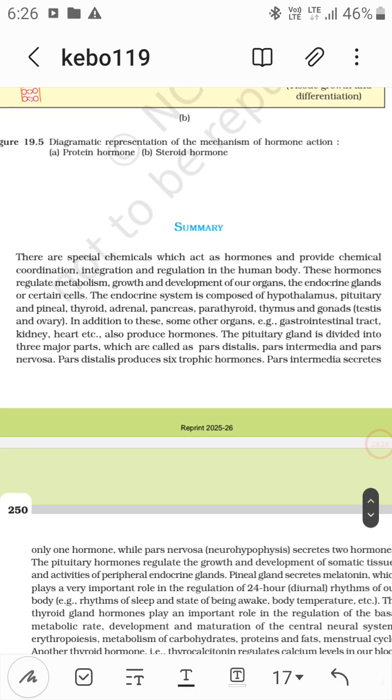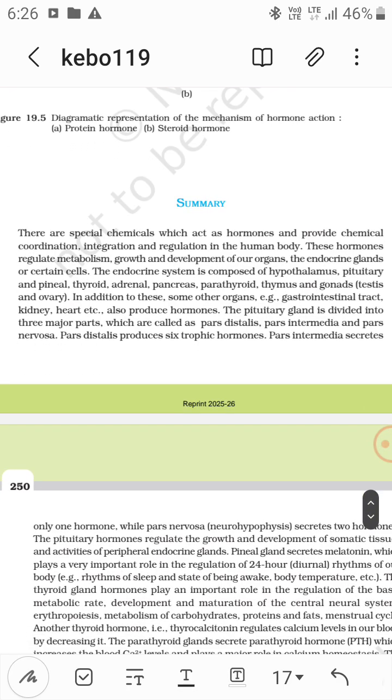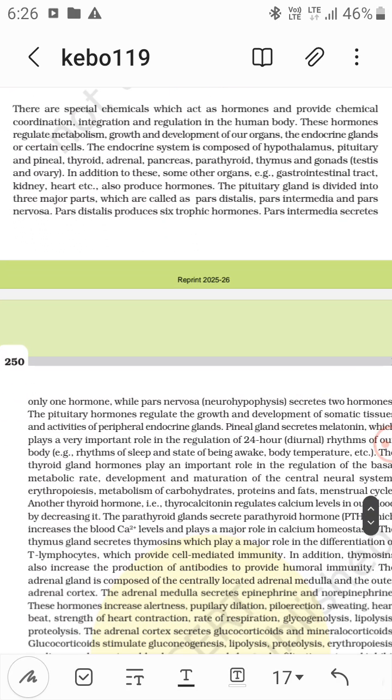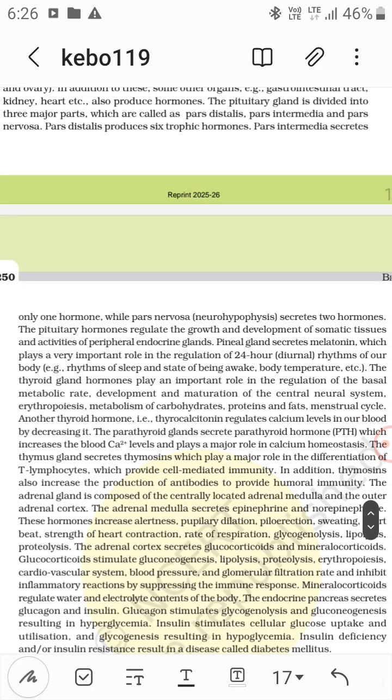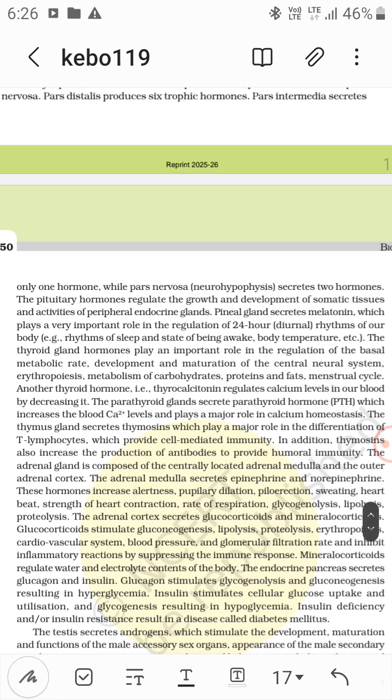So, see, pars distalis produces 6 tropic hormones, right? Pars intermedia secretes only one hormone, while pars nervosa, the neurohypophysis, secretes 2 hormones. The pituitary hormones regulate growth and development of somatic tissues and activities of peripheral endocrine glands, right? So the pineal gland secretes melatonin.